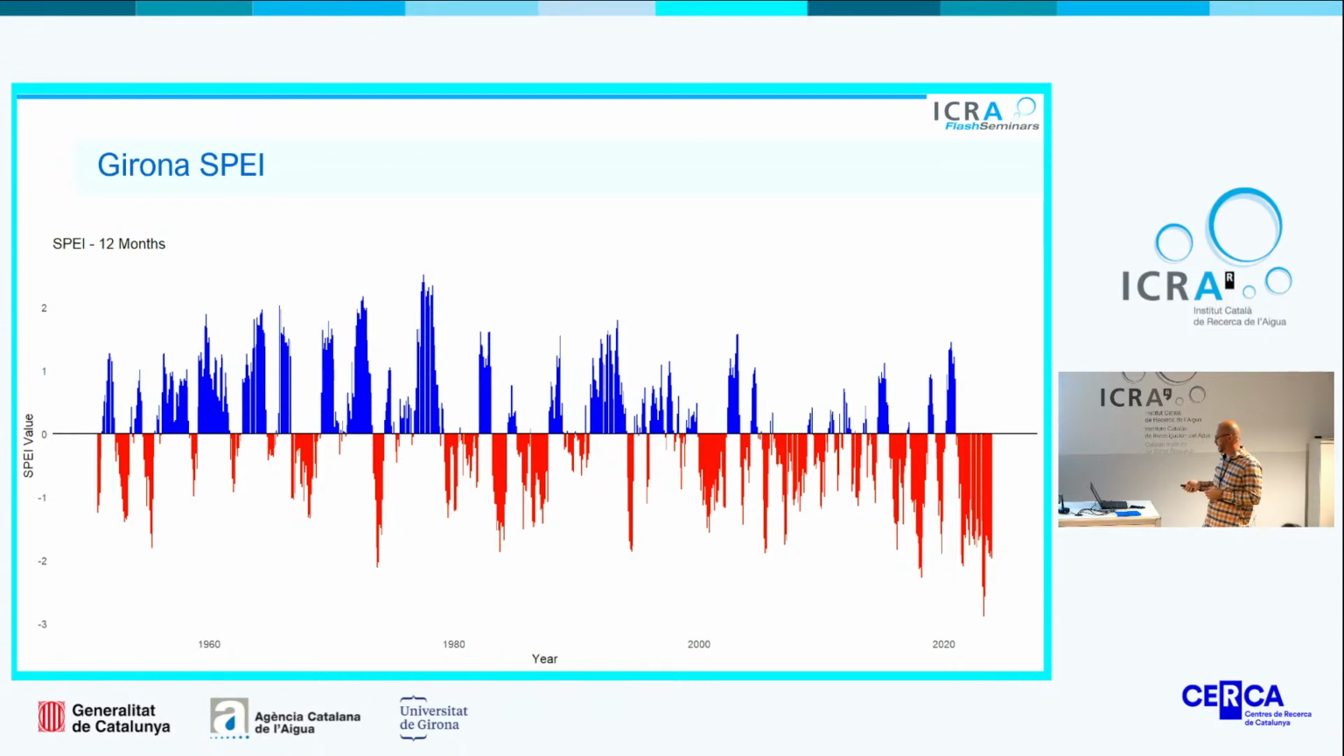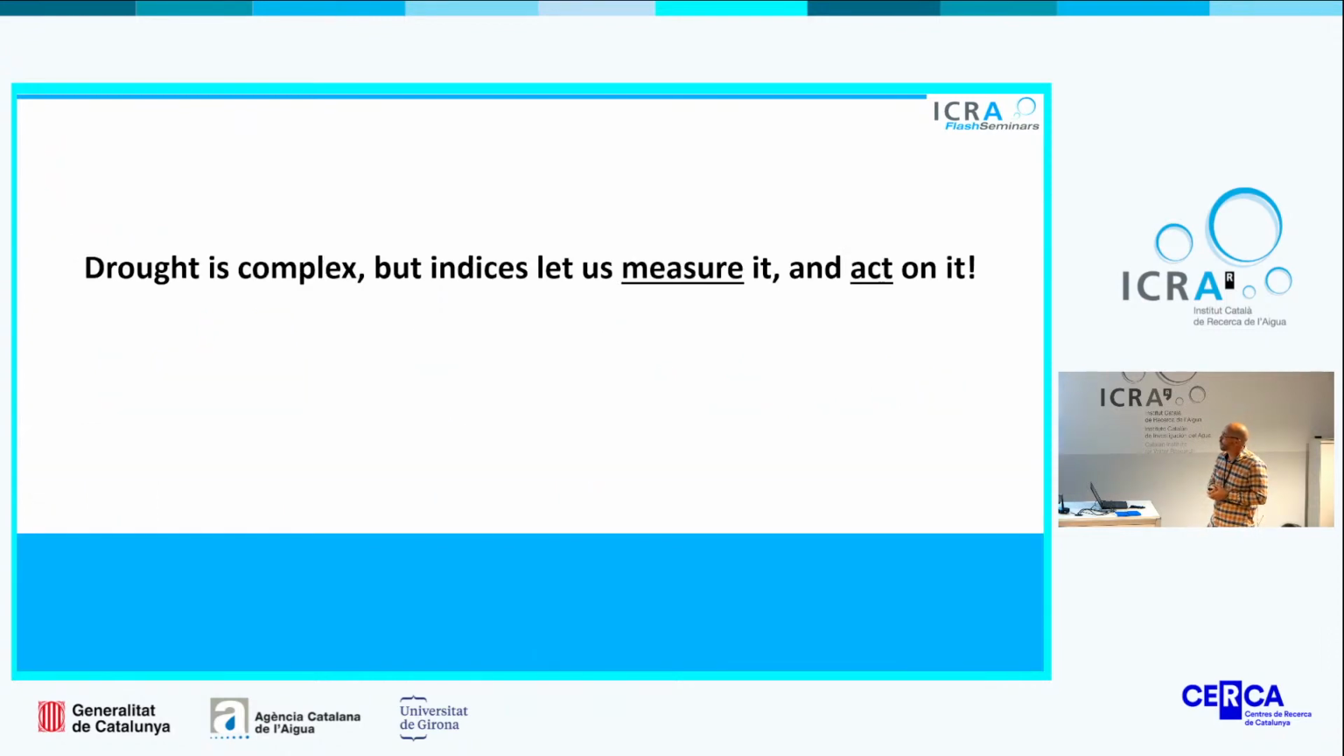So in conclusion, drought is complex. However, we're able to measure this complexity, and with this data, we're able to derive sustainable management plans for the future.